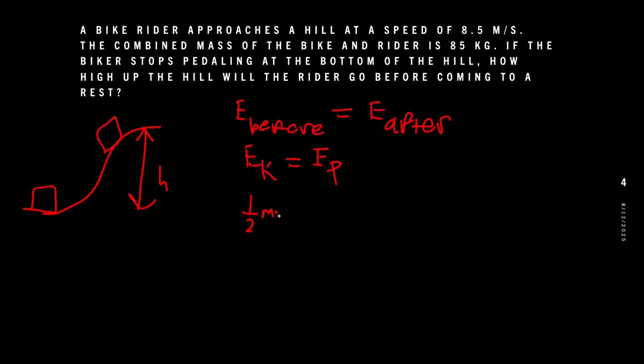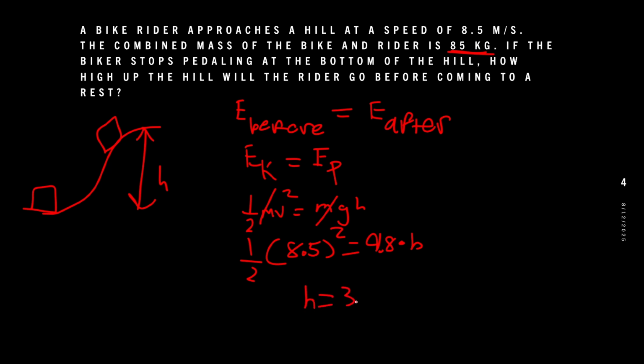Now I could expand it. 1 over 2 mv squared equals mgh. Even though the problem gives us the mass of the biker, we could just eliminate that, because that's just an extra thing that we would have to do if we didn't eliminate it. So now we could plug in our numbers. 1 over 2 times 8.5 squared equals 9.8 times height, and if we just solve for h, we get 3.7 meters.